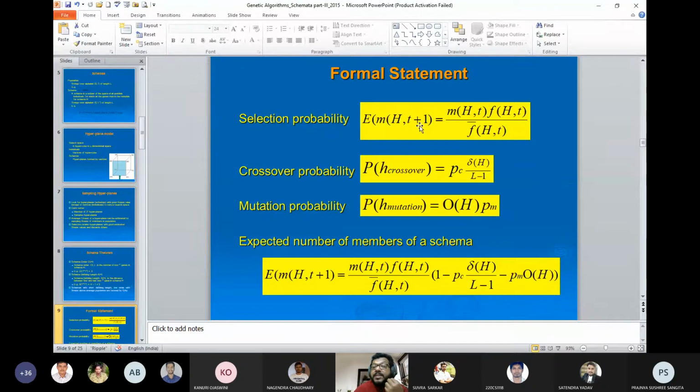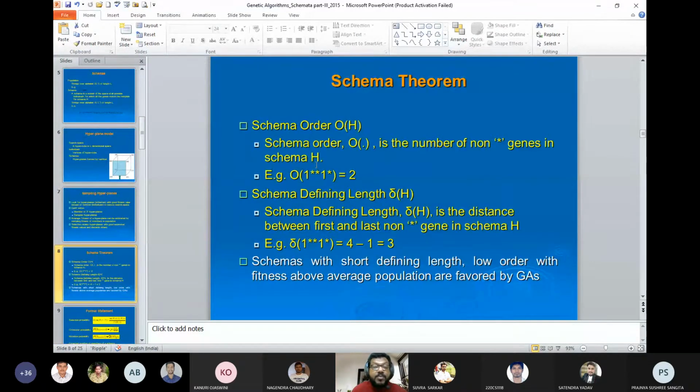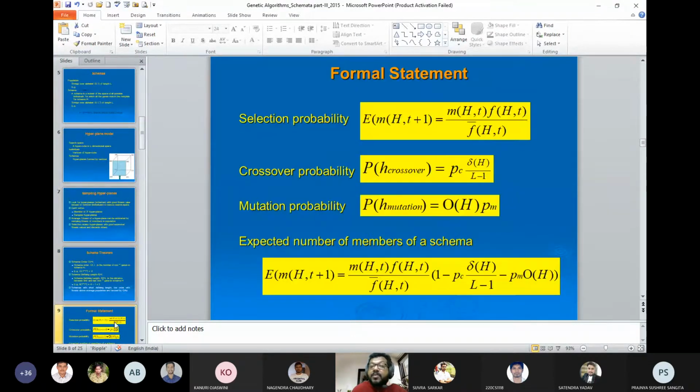So we can calculate the expected value of H at T plus 1. H comma T has an extra attribute, but H will be calculated based on this. Simply, H will be the schema proposed at T. This is a notation, not to be confused.